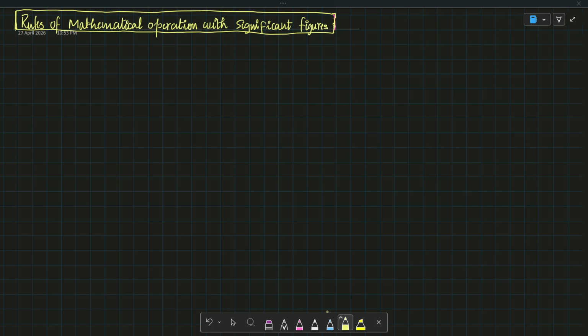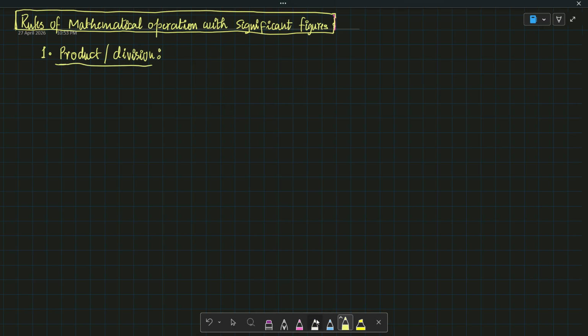We will discuss the rules for mathematical operations with significant figures. The first rule that we need to know is in case of product and division. When two or three numbers are multiplied or divided, how do we decide what will be the significant figure of the product or division?